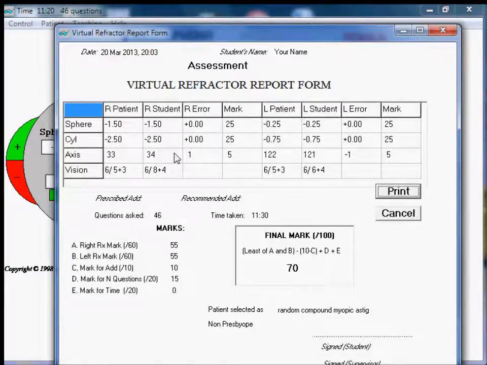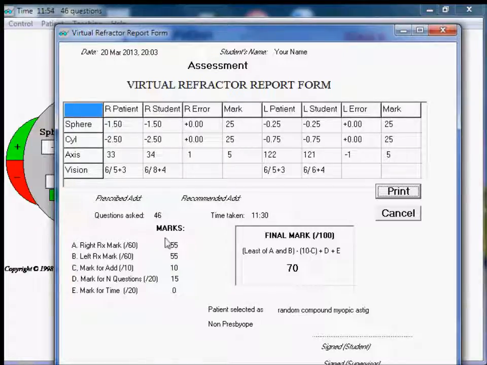As you can see, this column is the real patient. This column is what the student wrote. This is the error. This is how many marks. This is for the left eye student, error, mark. So sphere is good, Cyl power is good, axis off by 1, axis off by 1 again, and here we see the marks distribution.